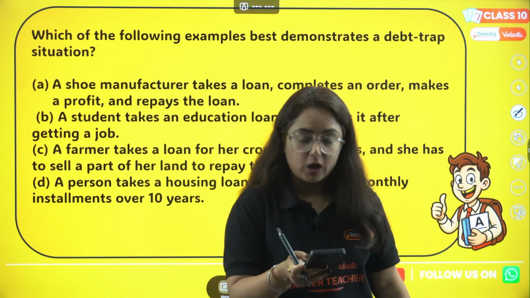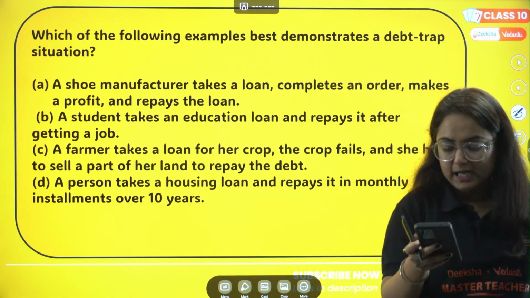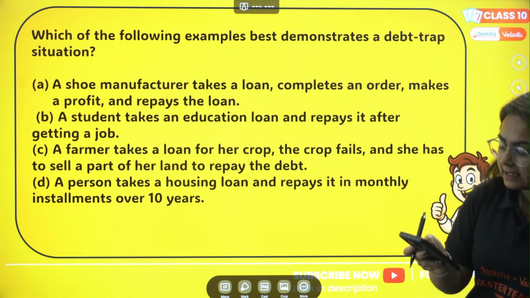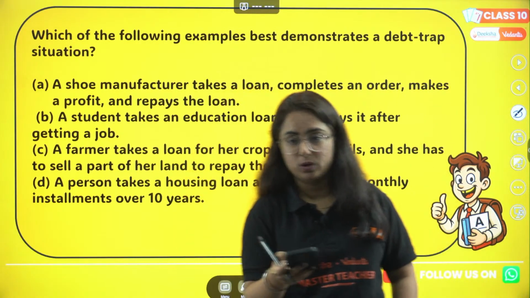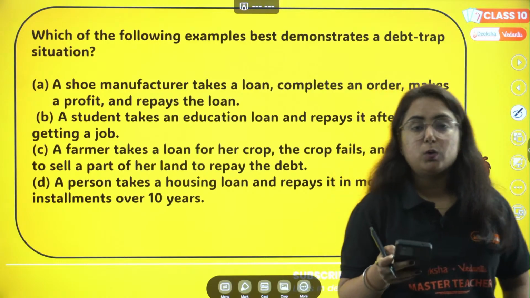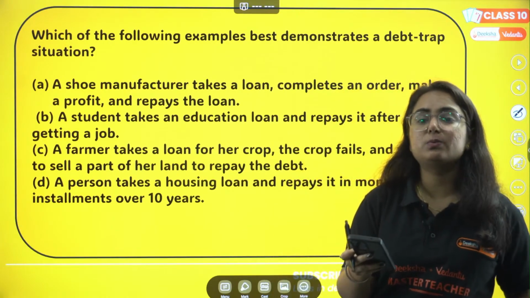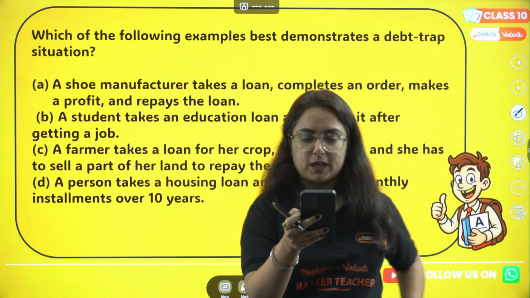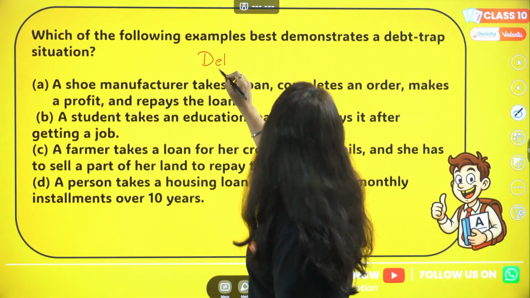So here we are talking about debt trap. I got the answer from Rohit and Jessica. Yes, this is an example from NCERT. In NCERT, two examples were given, one about a laborer and a farmer, and the other about a shoe manufacturer. Correct. So here they are asking you about debt trap.